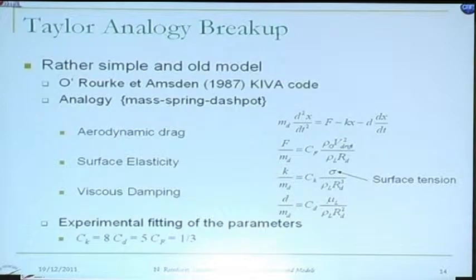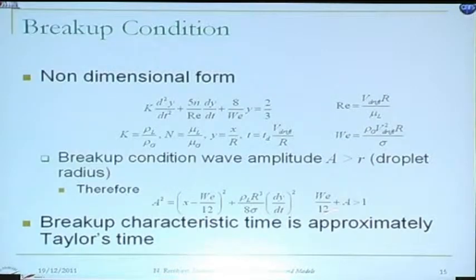So they made some dimensional identification, which introduced some parameter to be fit, and they found that they could find some experimental results by fitting this parameter. Then you can try to have a solution to this equation. So here it's written in a non-dimensional form. And the breakup condition is when the amplitude of the oscillation is of the same order of magnitude as the radius of the drop. You have a breakup. So it can be written this way.